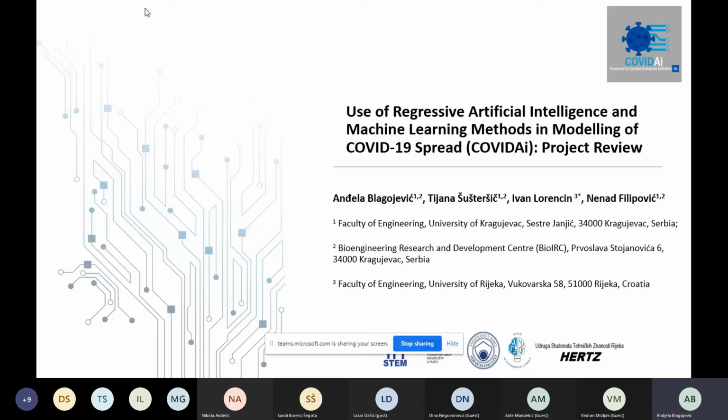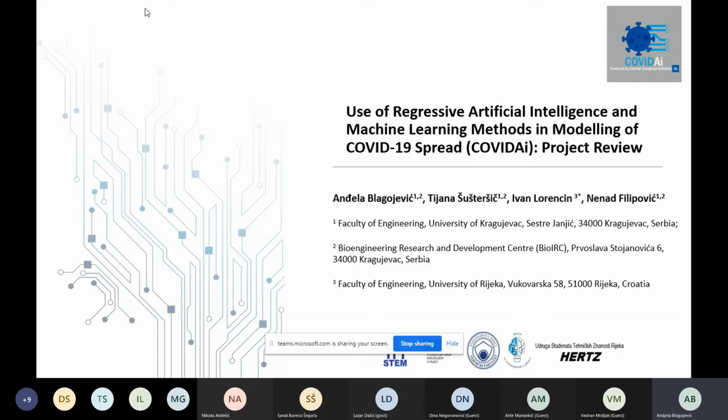Greetings from Serbia, from Kragujevac and the University of Kragujevac. I'm really glad to be part of this conference and to present the COVID AI project. This project was a collaboration between the University of Rijeka, actually the Faculty of Engineering, and the University of Kragujevac. The title of the project was Use of Regressive Artificial Intelligence and Machine Learning Methods in Modeling of COVID-19 Spread.